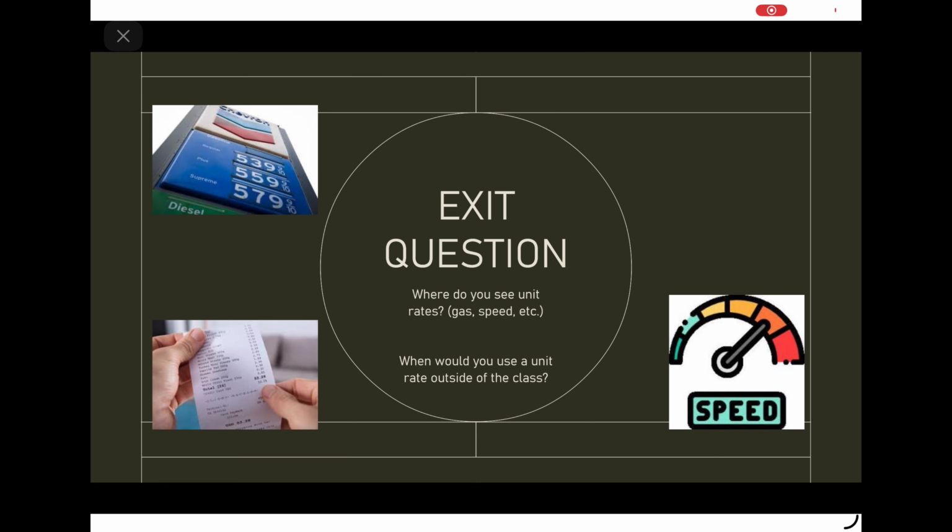So before we leave, we do have an exit question, of course, we always do. So we're going to think about this. Where do you see unit rates in your daily life? It could be shopping, driving, sports, food. So just take a minute and think about that. And I want you to answer the question, when might you use a unit rate outside of school? And I just want you to jot it down, and once you have it, bring it up to me.